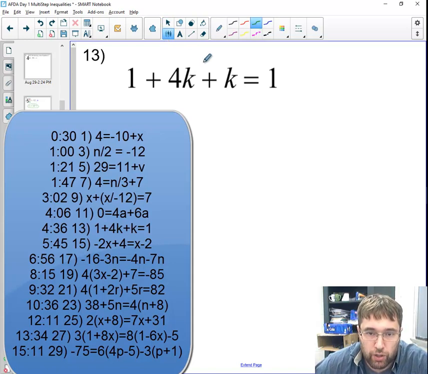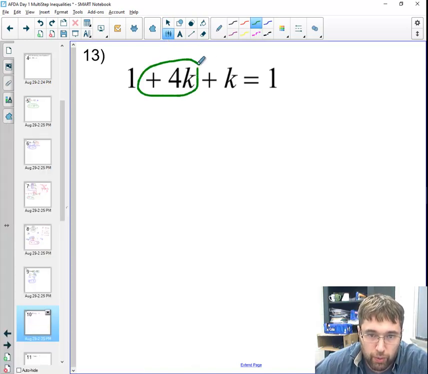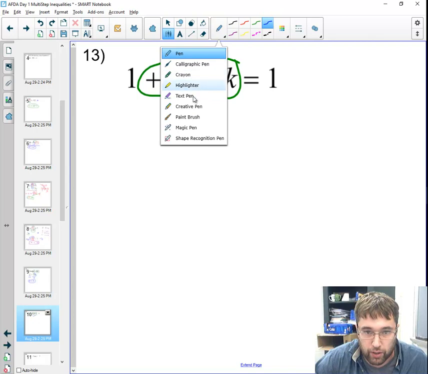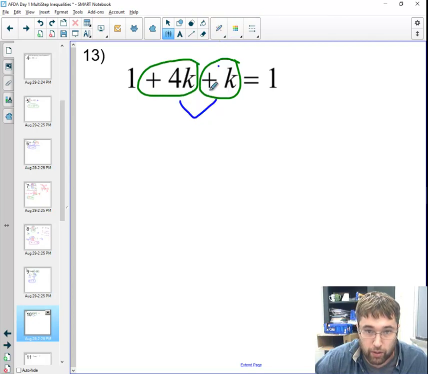13. So again, we circle the variable, take care of the hater, but we have two variables. So we see two variables, so we have to simplify them by adding them together. We have addition and addition. So 4 plus k, remember there's a magic 1. And let's get really magical here and use the magic pen. So we have a magic 1 there.